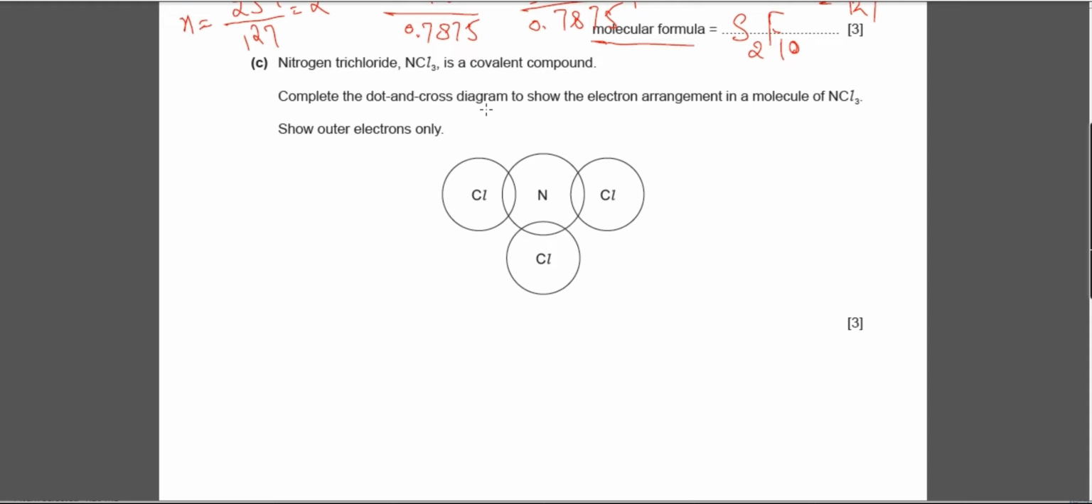Structure. So nitrogen trichloride is a covalent compound. Complete the dot and cross diagram to show the electron arrangement in a molecule of NCl3. Show outer electrons only. Firstly, nitrogen has the atomic number of 7, meaning there are 7 electrons, so the electronic structure should be 2 and 5. For chlorine, we know its atomic number is 17, so electrons are 17 as well, so the structure will be 2, 8, 7. We notice, how many electrons does chlorine require? Only 1. How many electrons does nitrogen require to have its valence shell complete? 3.